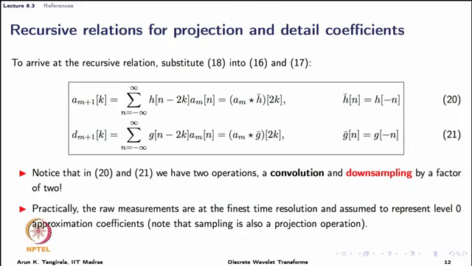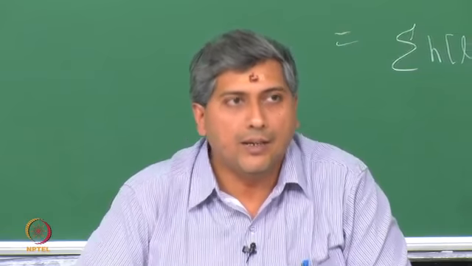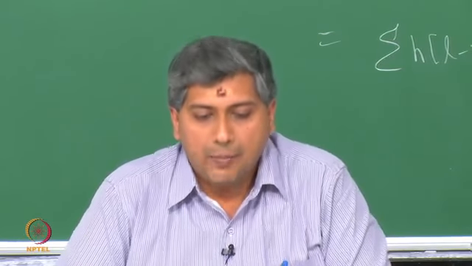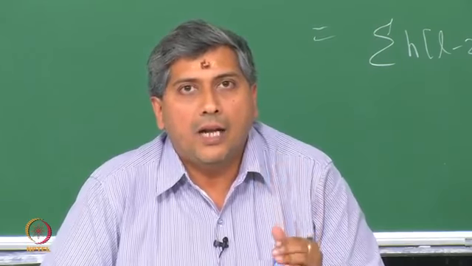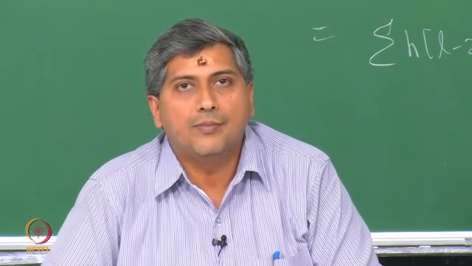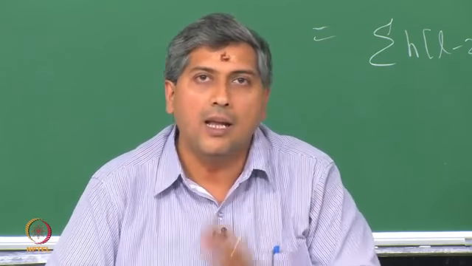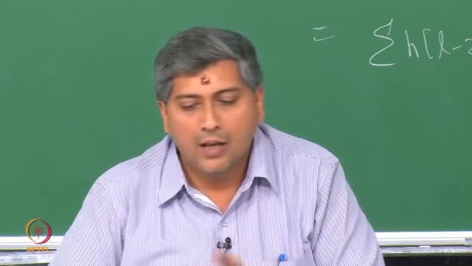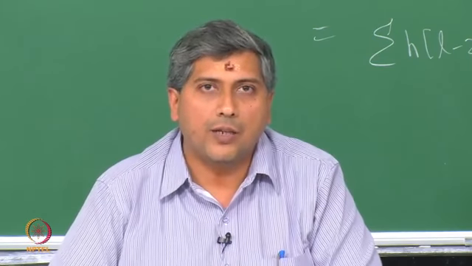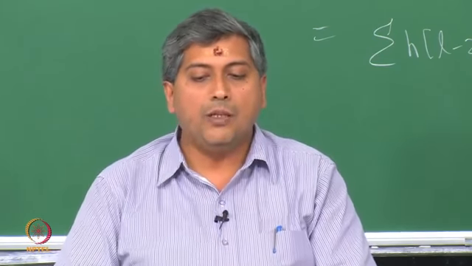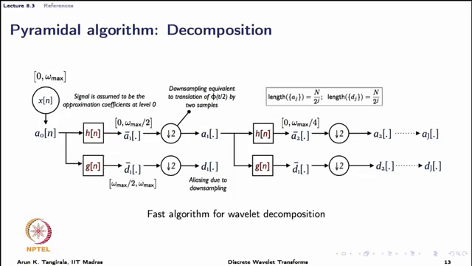Now, the question is what scale or what level do I begin at? The level at which I begin is the level at which the raw measurements are available. The raw measurements are available in the form of a sampled signal. I never have x of t with me. I only have a sampled version of x of t. Now, if you look at the schematic for the so called pyramidal or fast algorithm due to Mallat, this was in fact a breakthrough in the computation of DWT, pretty much like the way the FFT was a breakthrough in the computation of DFT.